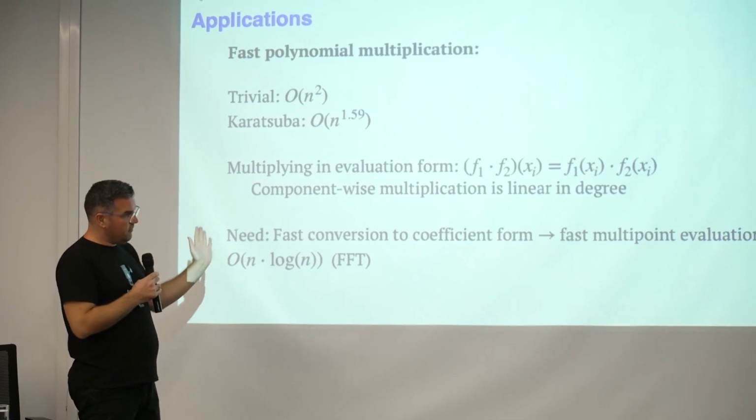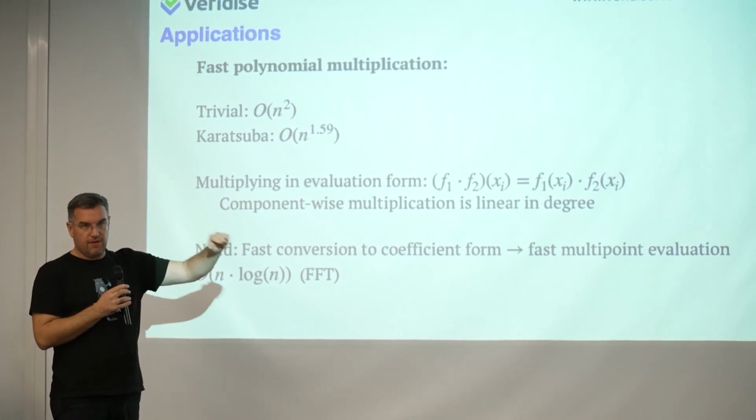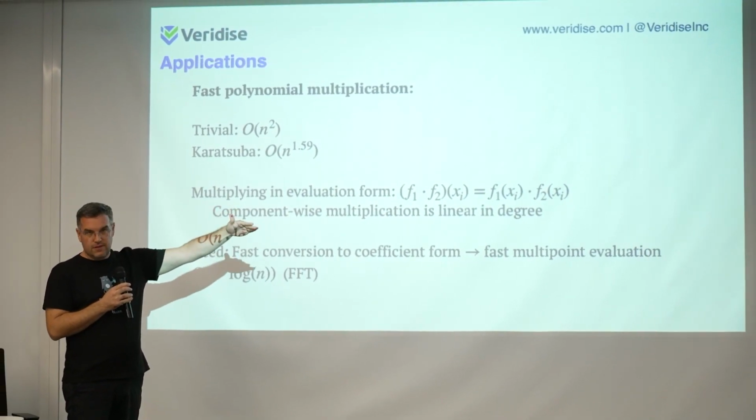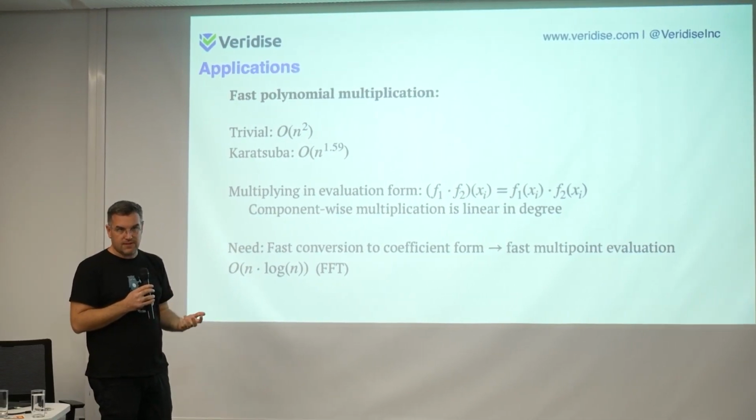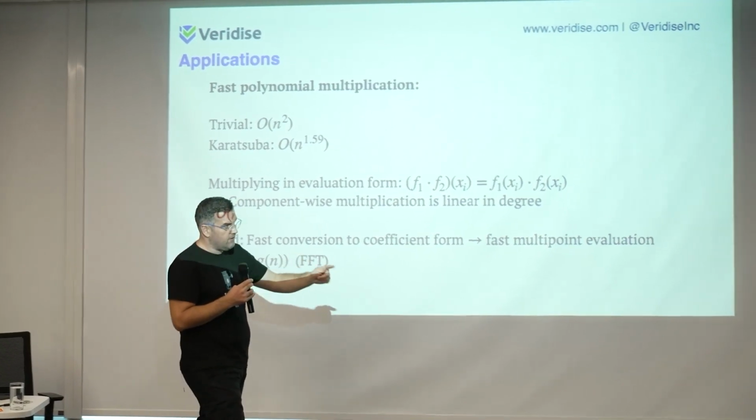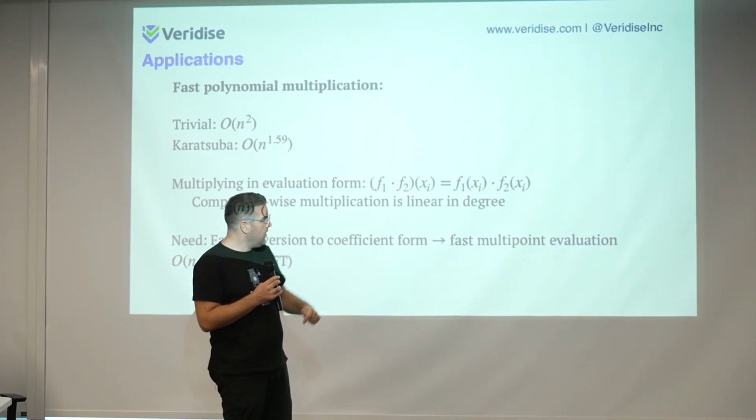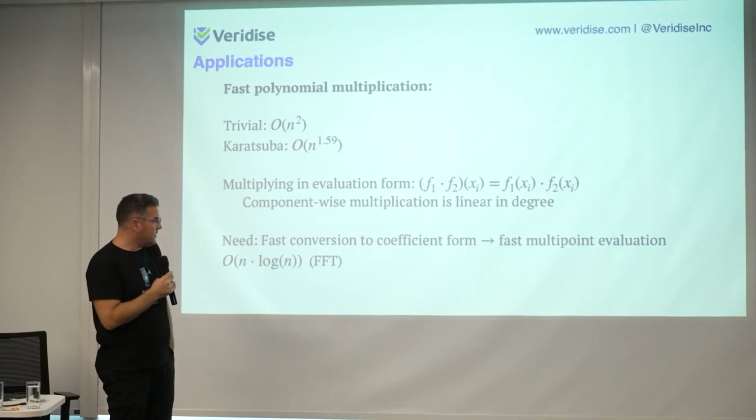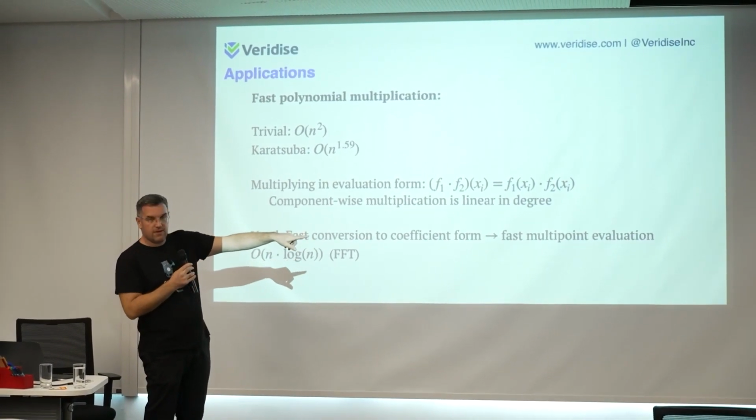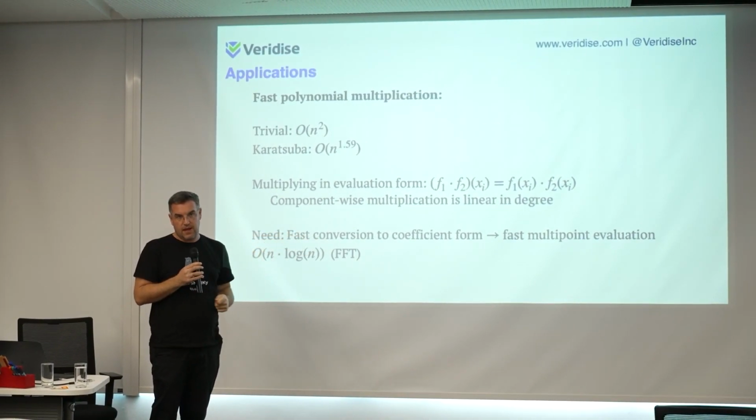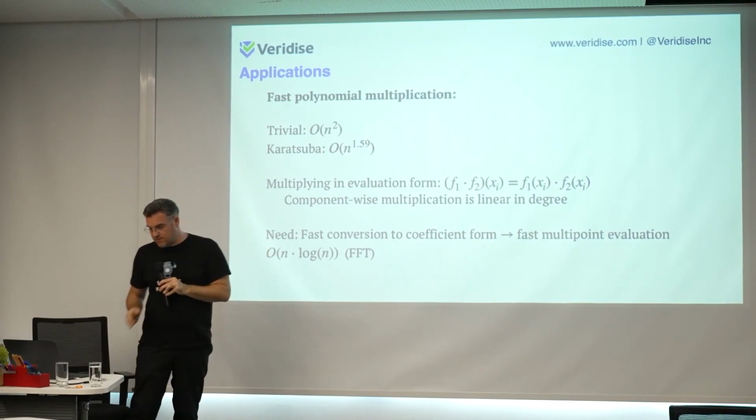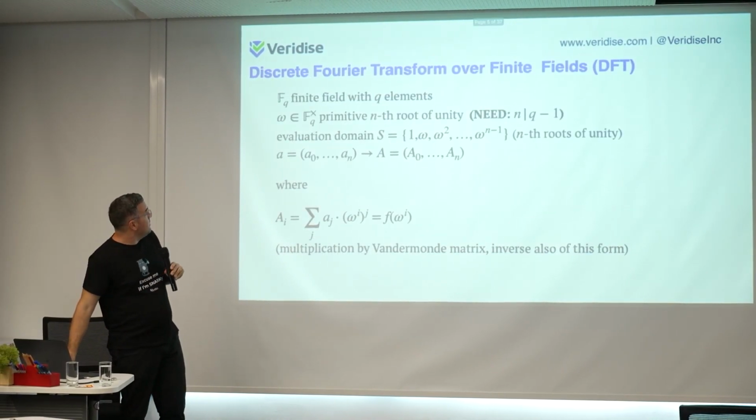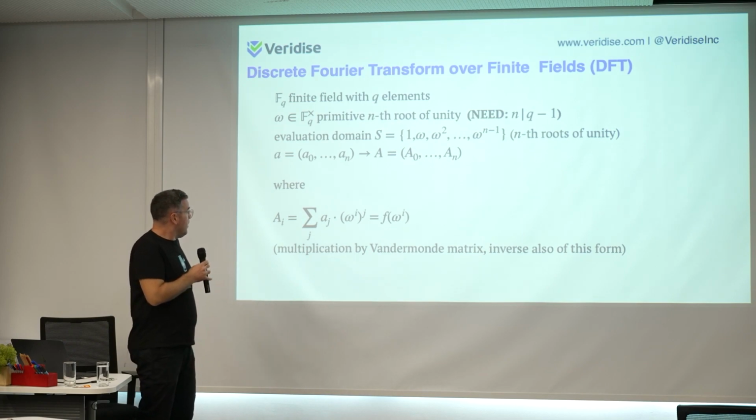Yeah? But then you need to go back and forth between the evaluation form and the coefficient form. So you will need to be able to evaluate polynomials very fast, right? Because in the end you want to go back to your polynomials. And for that, you will need what is called fast multi-point evaluations. Given a polynomial, you want to be able to evaluate it in a very fast way at many different points. And that's exactly where the fast Fourier transform comes into play, right? So how do you do that?